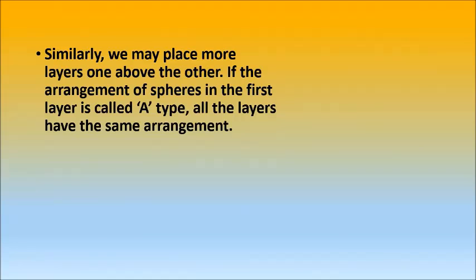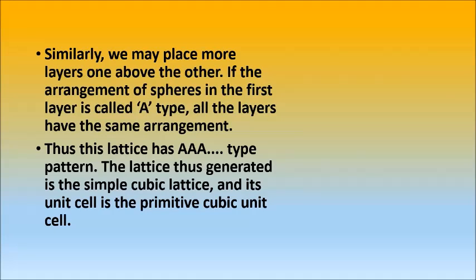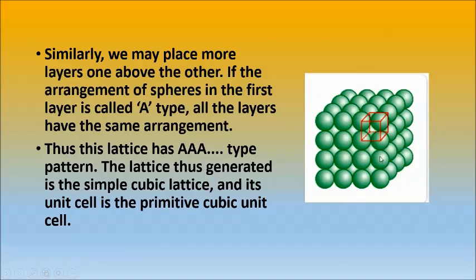Now, similarly, we may place more layers one above the other. If the arrangement of the spheres in the first layer is said to be A-type, all the layers have the same arrangement, and we can say that this lattice has AAA type pattern. The lattice thus generated is the simple cubic lattice, and its unit cell is the primitive cubic unit cell. This one we have seen.